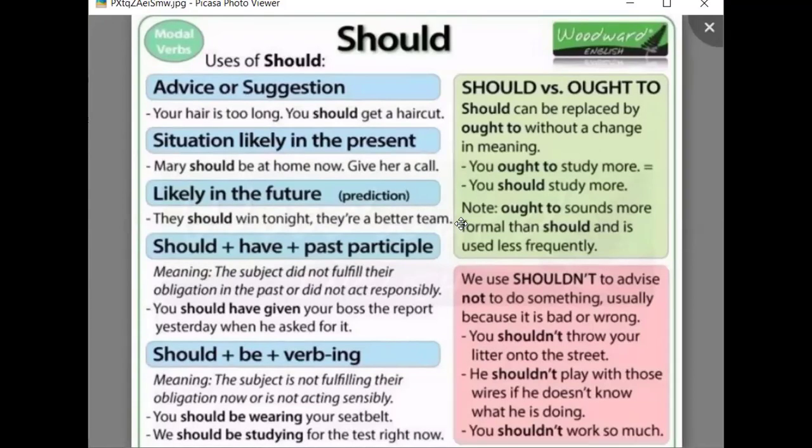Should plus be plus verb ing, meaning the subject is not fulfilling their obligation now or is not acting sensibly. You should be wearing your seatbelt. We should be studying for the test.